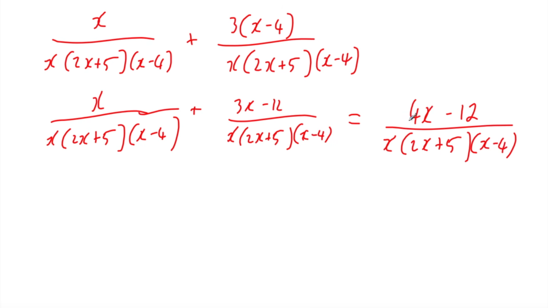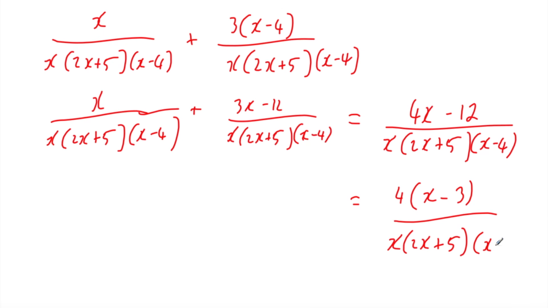And that's it. Now I've just noticed we can actually factorise the numerator. Both of those terms are divisible by 4, so we could do 4 and then in brackets. If we divide them both by 4, 4x divided by 4 would just be x, then minus, and 12 divided by 4 would be 3. So that's factorised the numerator: 4x minus 12 factorised will be 4(x - 3). The denominator will stay as x(2x + 5)(x - 4).